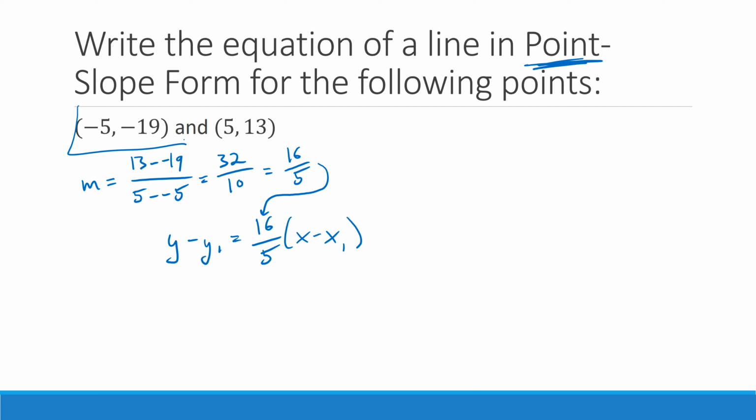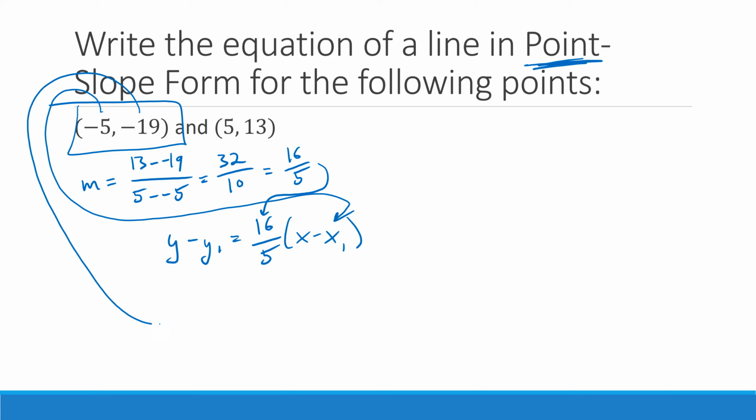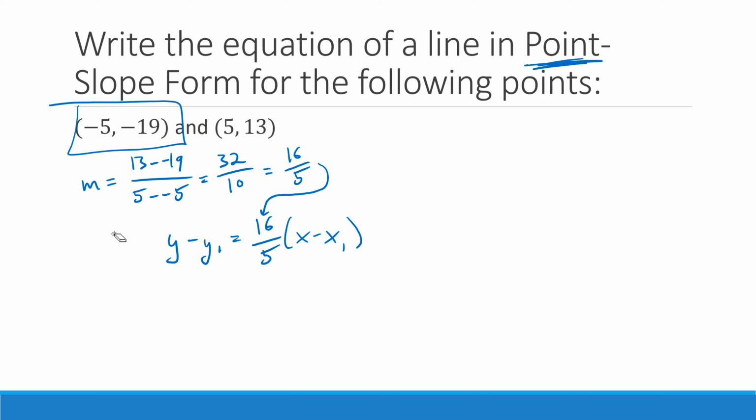Possibility number one is if I chose this point. I'm going to plug negative 5 in for the x1, I'm going to plug negative 19 in for the y1. And remember, when I plug them into the formula, I keep the minus sign in the formula. Here's how it's going to look. Y minus the y coordinate, negative 19, equals 16 over 5, x minus the x coordinate, negative 5.